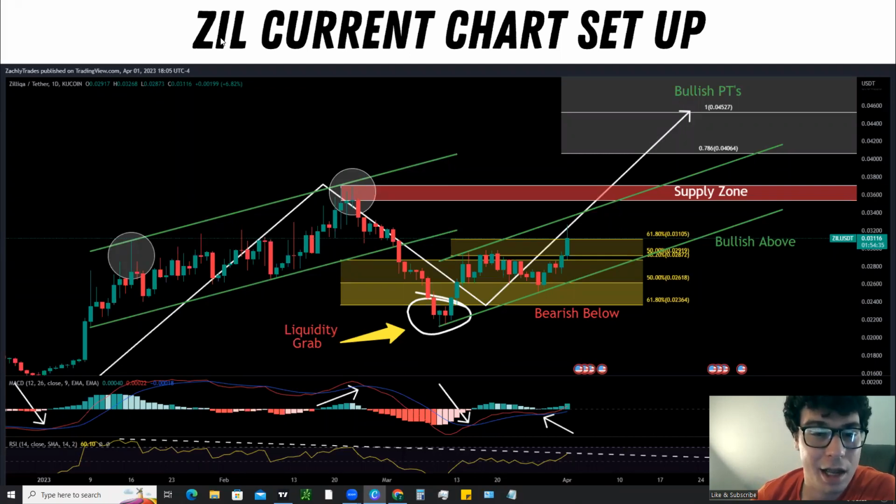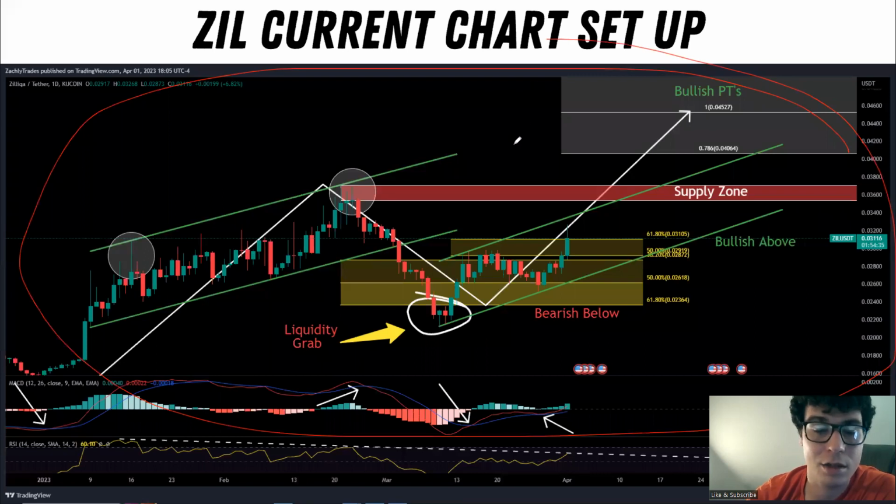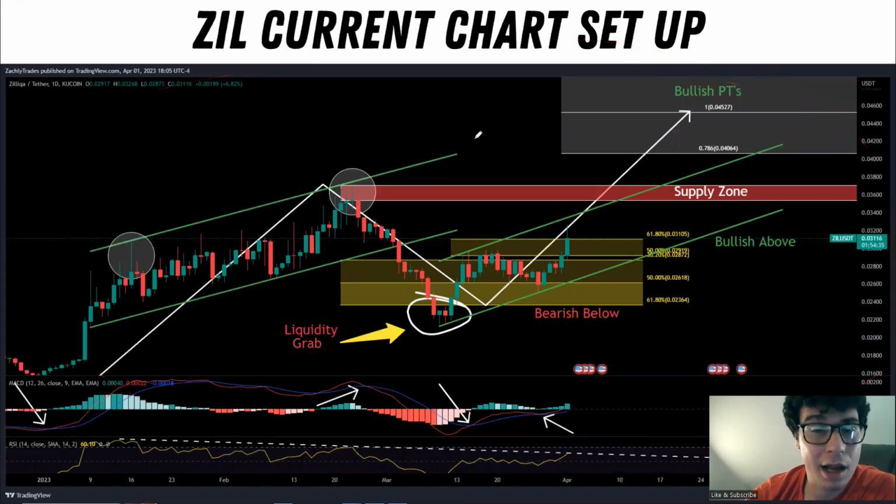Okay, ticker symbol ZIL. What we're going to do is go through the current chart setup that we have right here. I'm going to break this down for you guys super simply. You're going to learn a lot in this video.